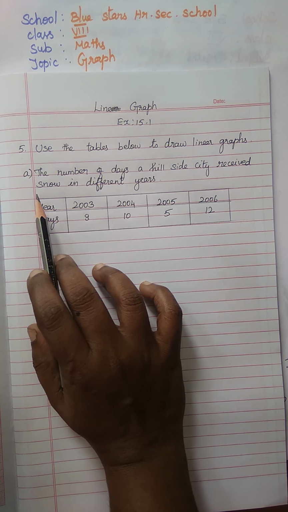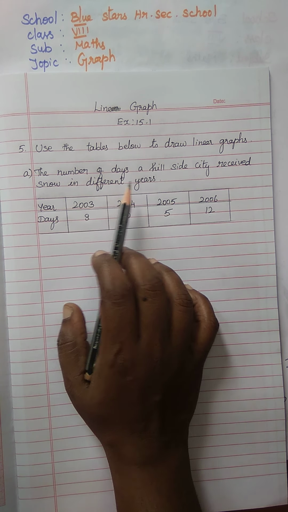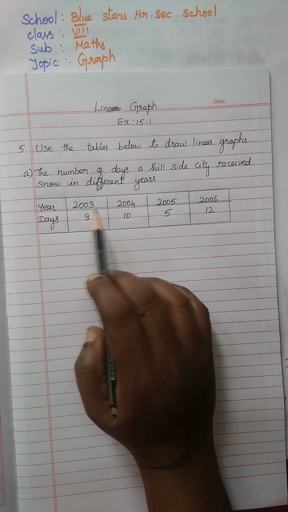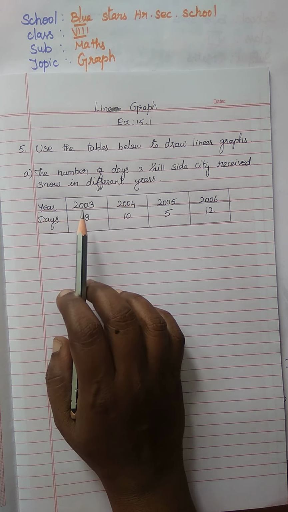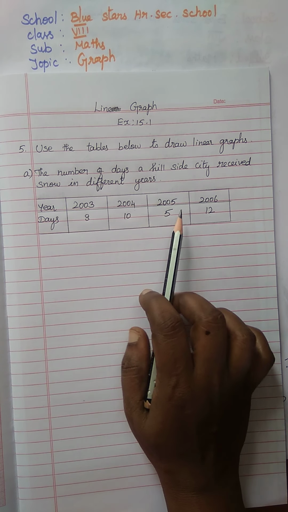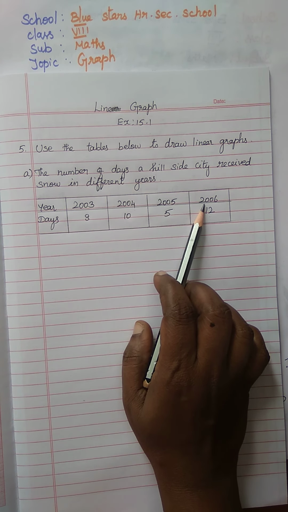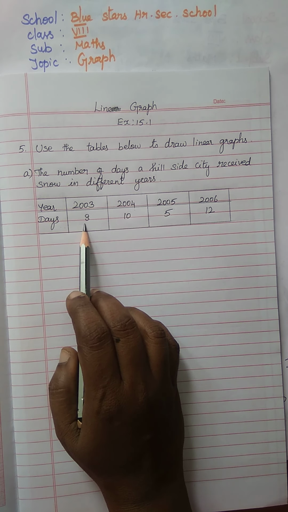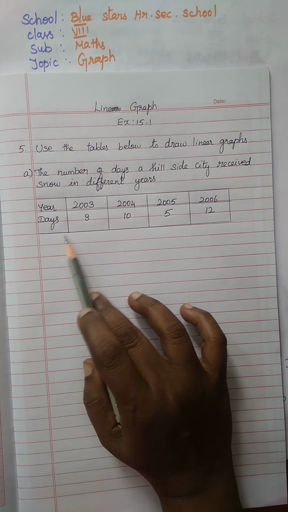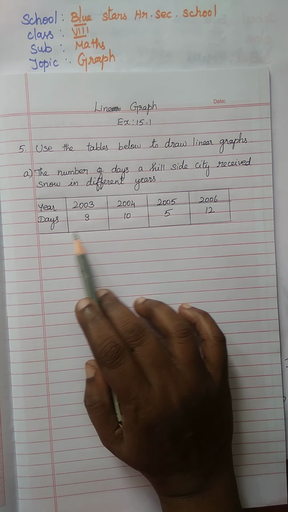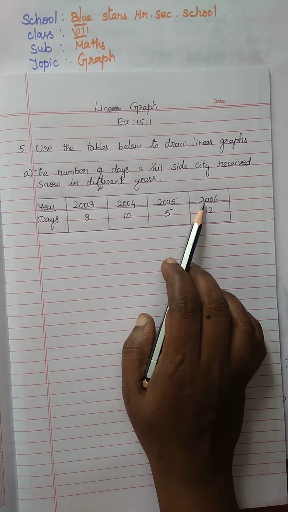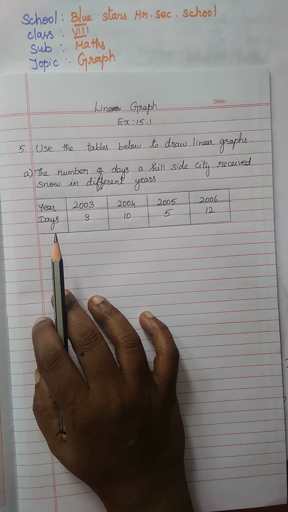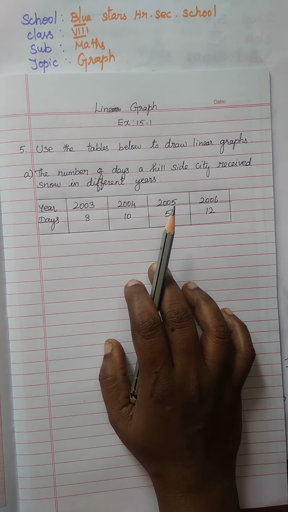Subdivision A: the number of days a hillside city received snow in different years. The years given are 2003, 2004, 2005 and 2006. In 2003, the number of days is 8. In 2004, number of days 10. In 2005, number of days 5. In 2006, number of days 12. So this is your question. We are going to draw a graph.